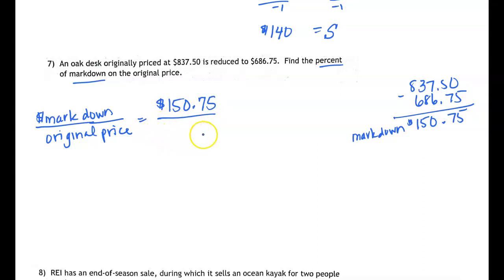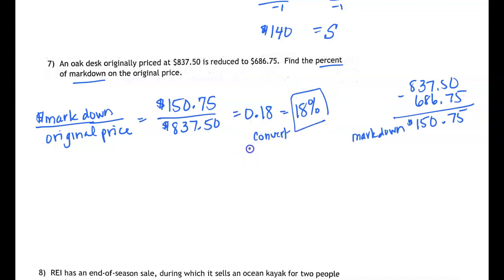The denominator is the original price, and again, it's always the original price when you're looking at markdowns, and that's going to be the $837.50. The fraction bar means divide, so we're going to divide straight down. $150.75 divided by $837.50. As a decimal, I get 0.18, and that converts to 18%. So it's an 18% markdown from the original price.